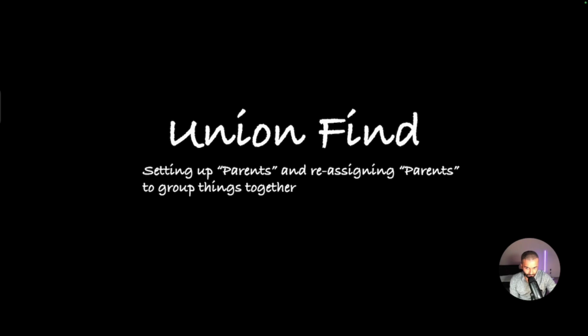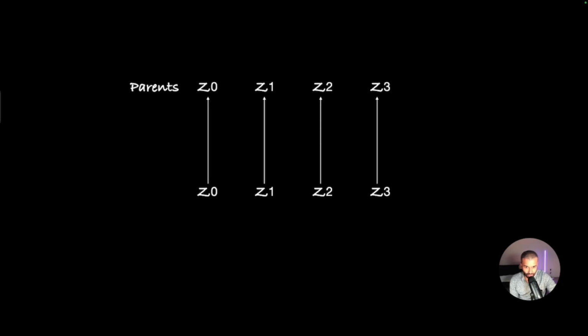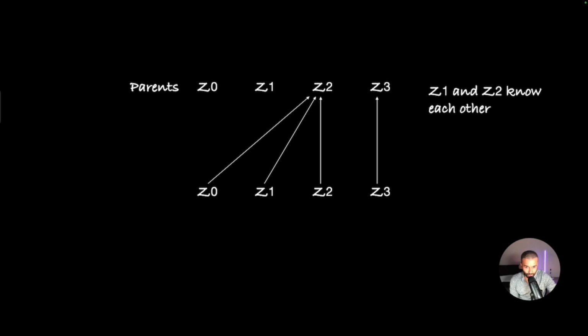Union find is really all about setting up parents and reassigning these parents to group things together. Right now, what we see here are zombies that are their own parents. This is how it typically works: you set each zombie to point to itself. They are their own parents, in their own group. Now, if Z0 and Z1 know each other, we change Z0's parent to point to Z1. Similarly, Z1 and Z2 know each other, so we change their parents to point to Z2.